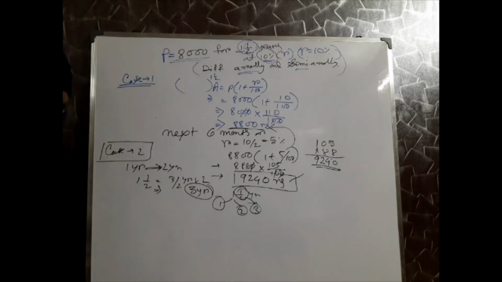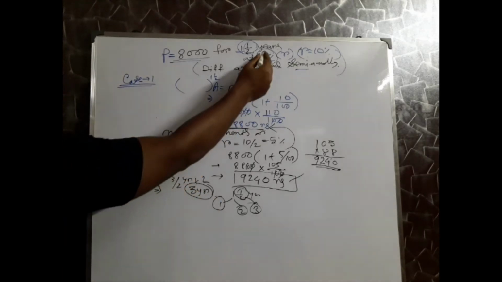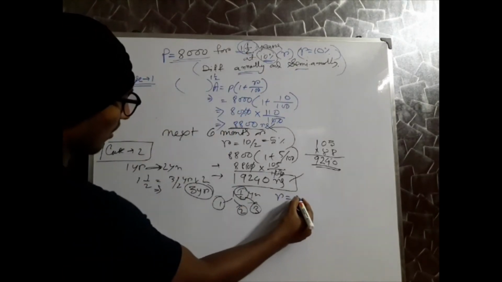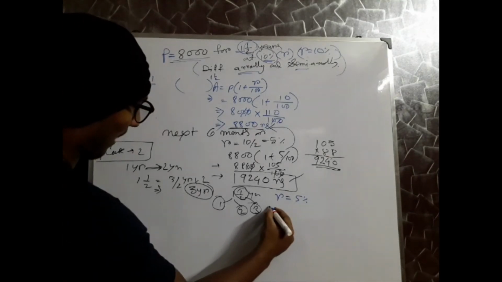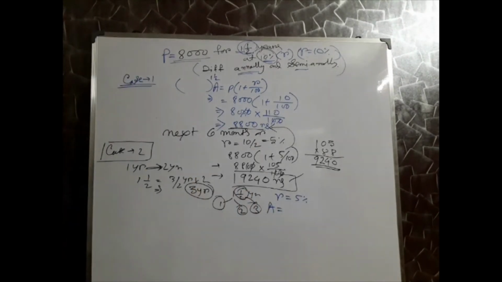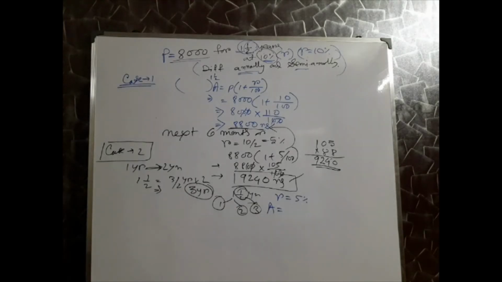So your n here is nothing but 3 years. But your rate of interest is now not 10%, it must be 5%, because 10 must be divided by 2. So now what is our amount after 1.5 years? A is equal to P into (1 plus R by 100) to the power n.